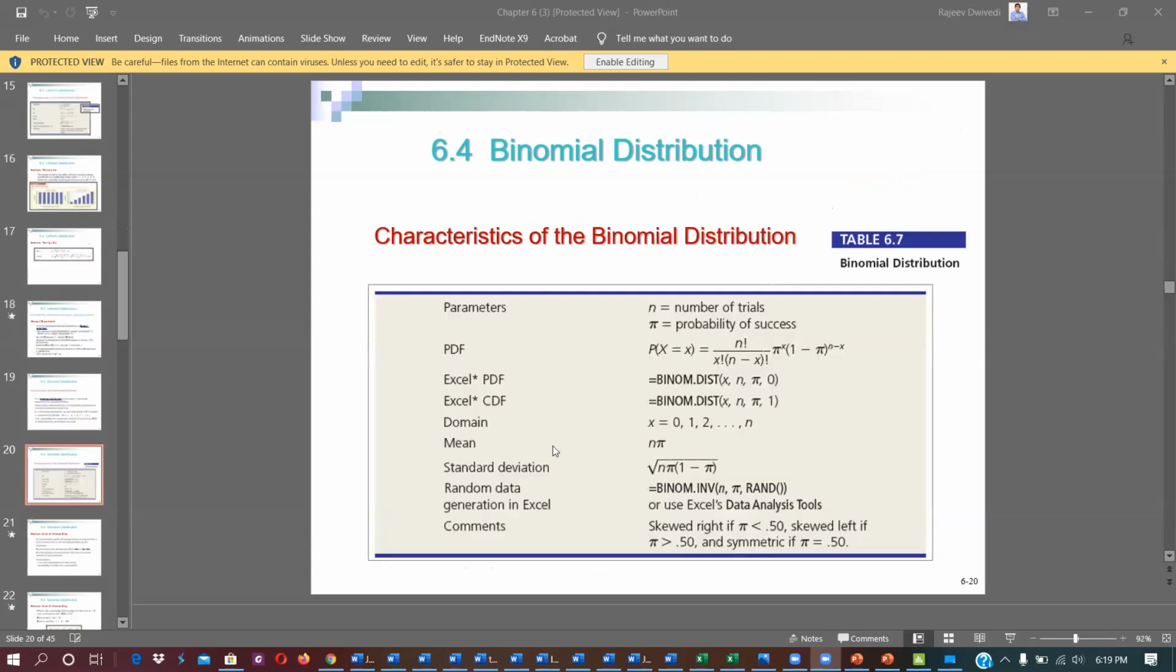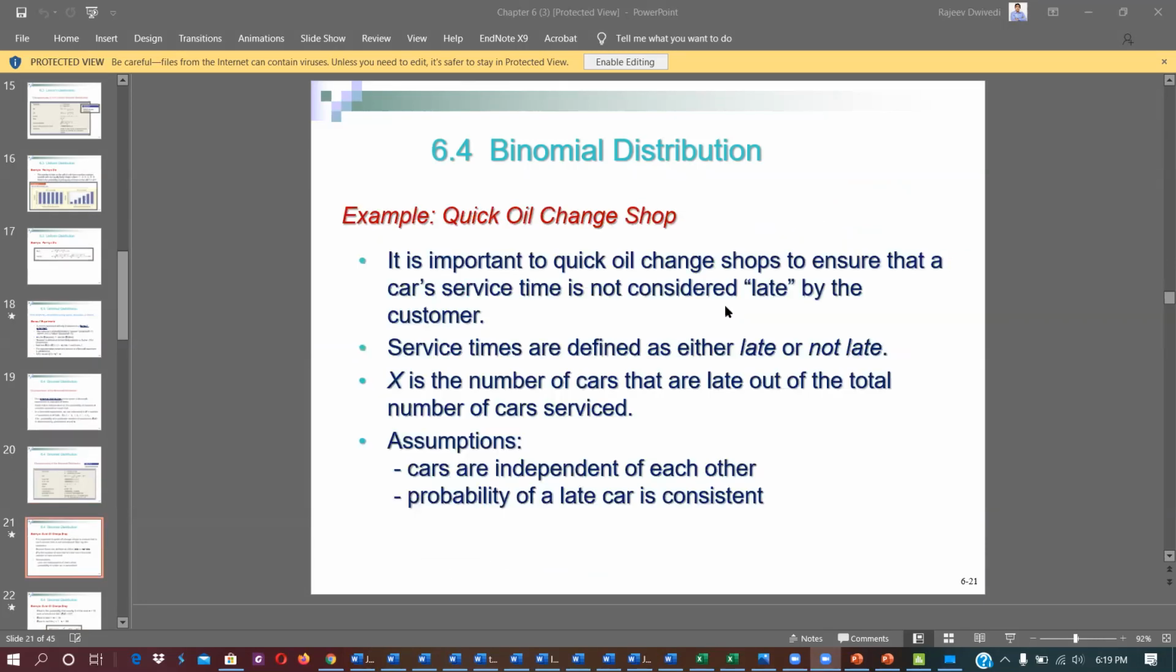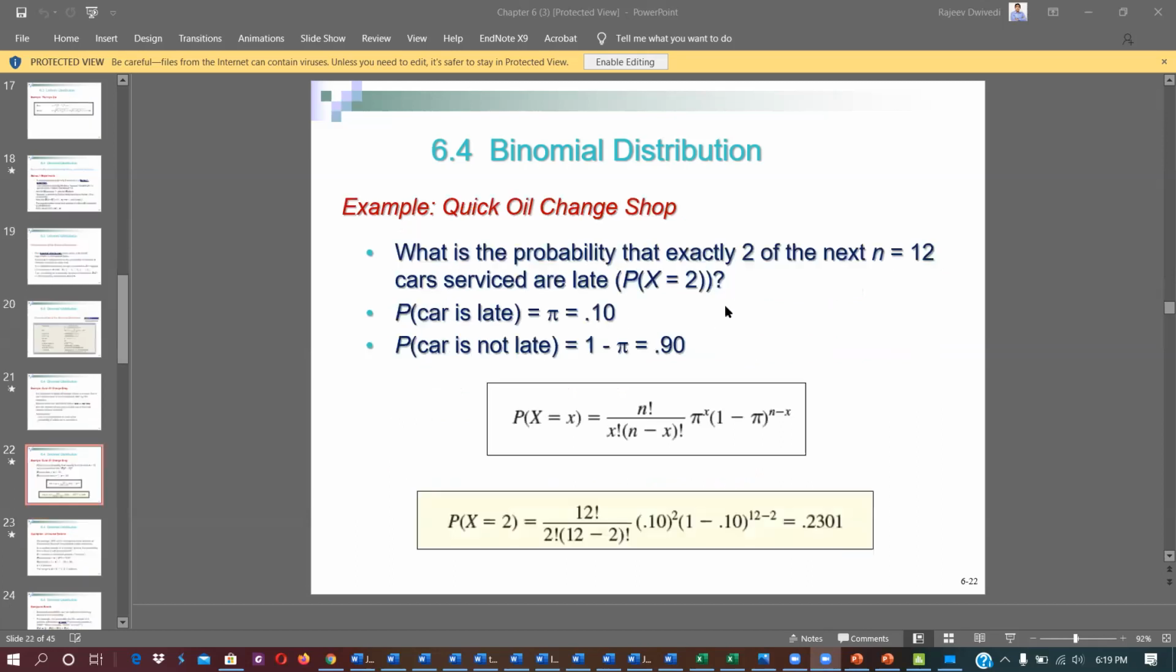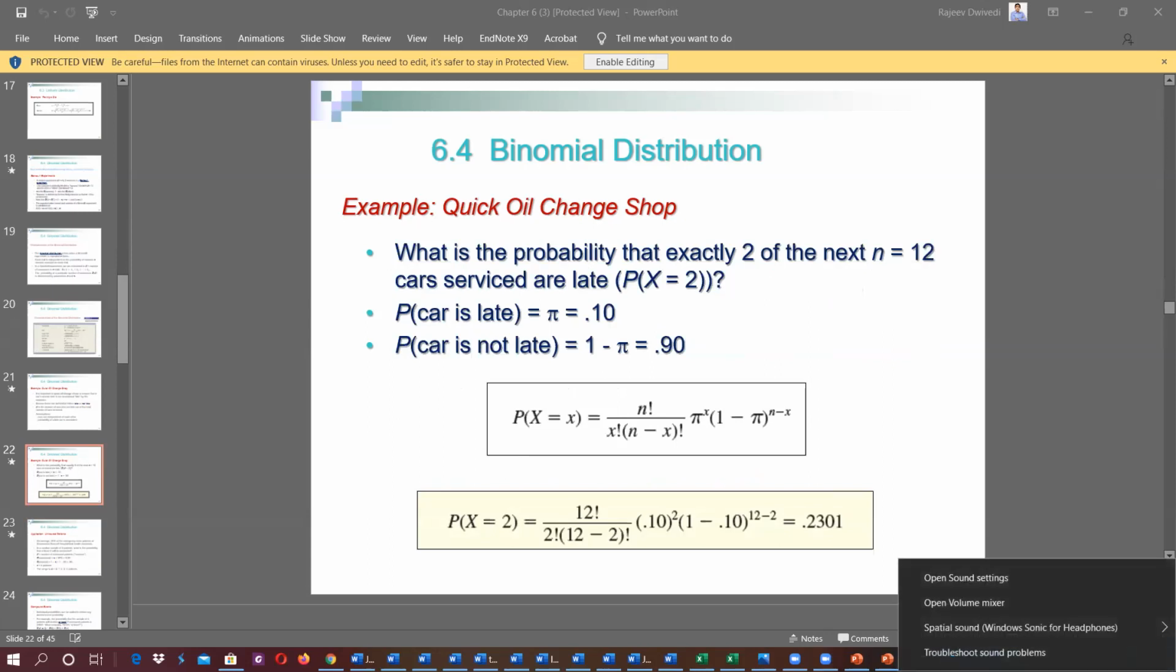So this is again binomial. Mean is n pi, standard deviation is this, PDF is this, CDF is this. Let me look into this example. I have the option to share 2 screens together.